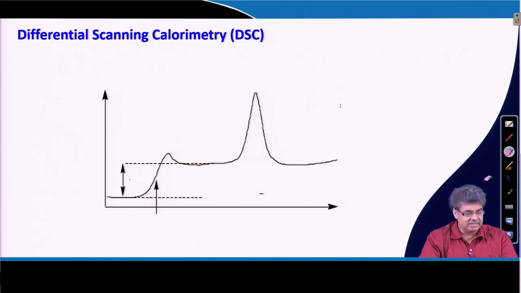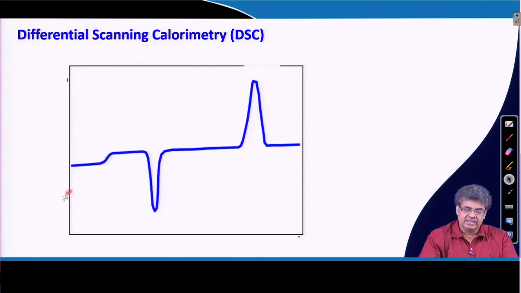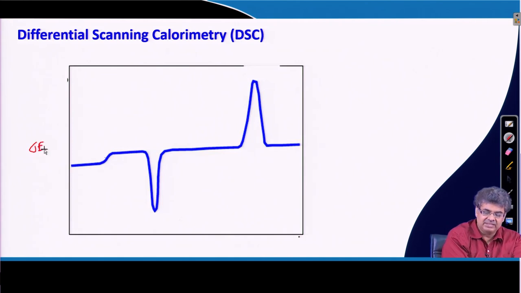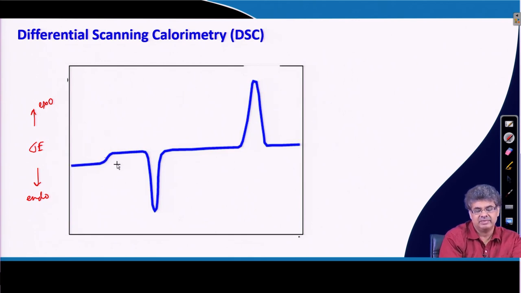Now there is another possibility. In this case we are plotting delta E, and this side is endo and this side is exo. So any exothermic transitions will go this way.